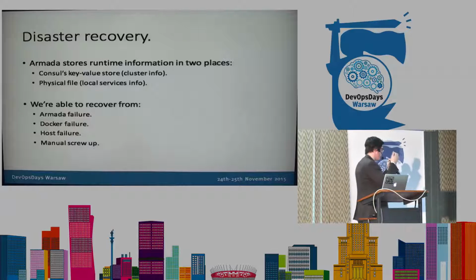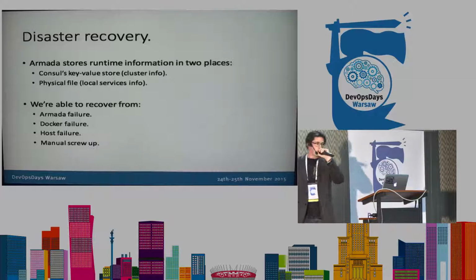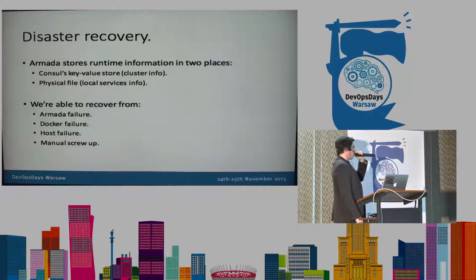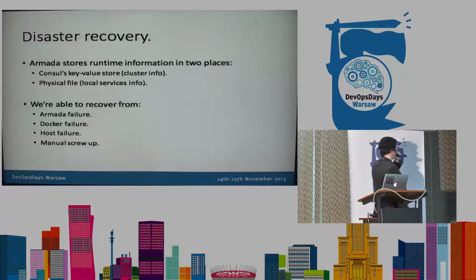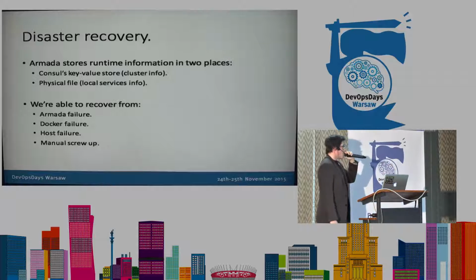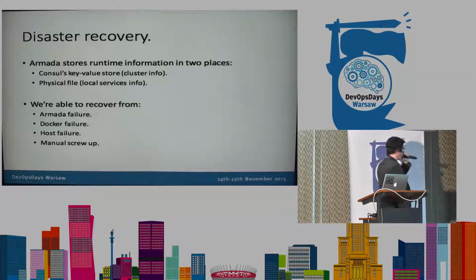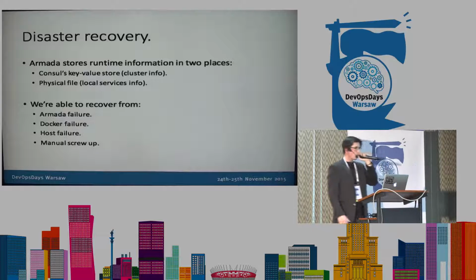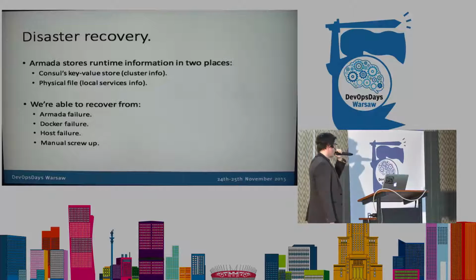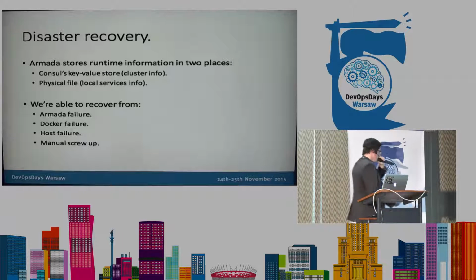Okay, so let's talk about disaster recovery. When we have servers, we can be sure that eventually something will fail, even if we try not to. So we try to prevent any damage that a disaster can cause by storing data about running services in two places. We use Consul, a key-value store, to store basic cluster info, and also physical files where we store information about running services and an archive.